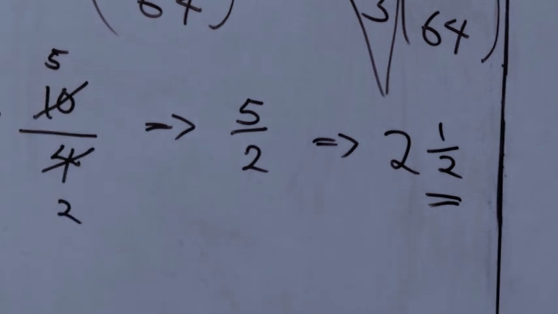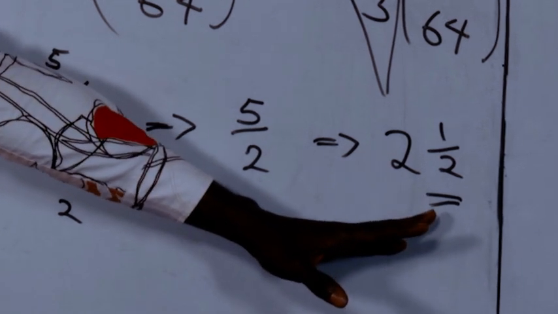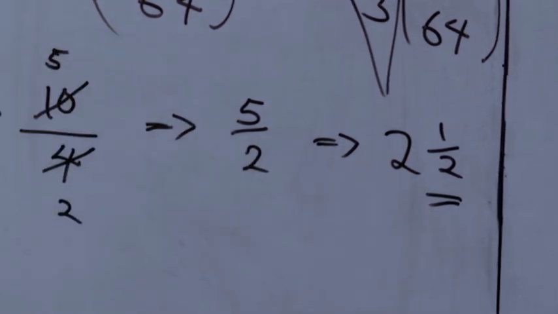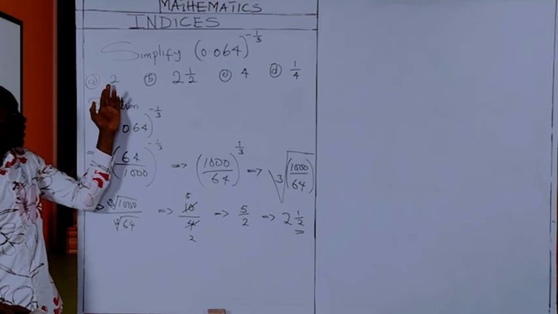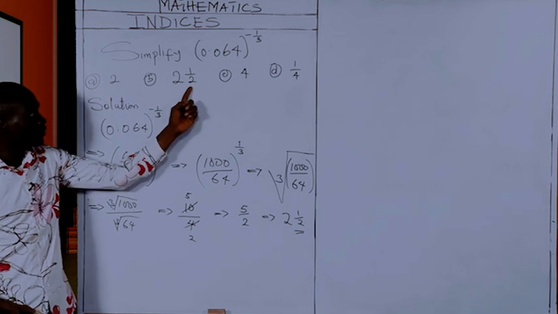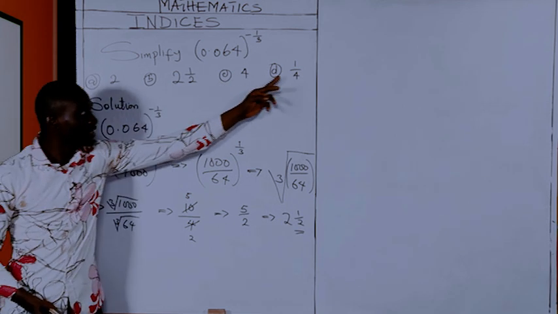One thing I will let you know here is that this is your final answer. Let's look at the options. Option A is 2, option B is 2 whole number 1 over 2, C is 4, D is 1 over 4.